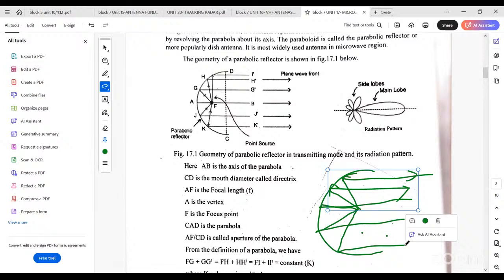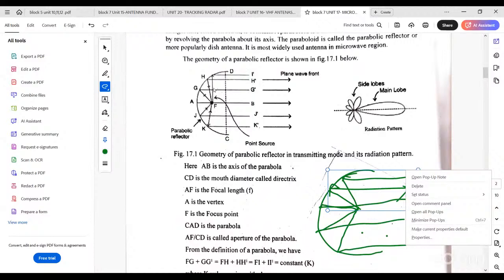Parallel lines touch the umbrella, and from the umbrella each line comes to the focus point. Observe the two diagrams. Figure 17.1 is for the transmitting mode diagram, and figure 17.2 is for the receiver mode diagram. Next, we have to write the full forms and the description of the diagram. It is a very easy answer to learn if the concept is understood.